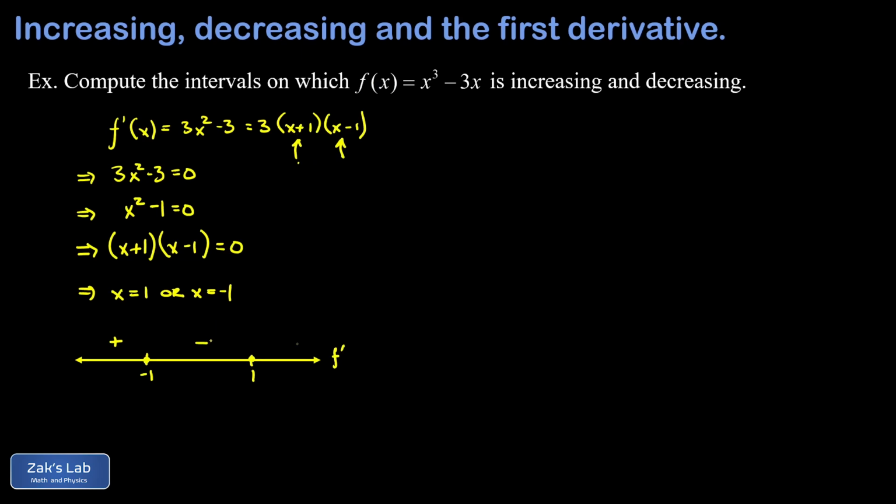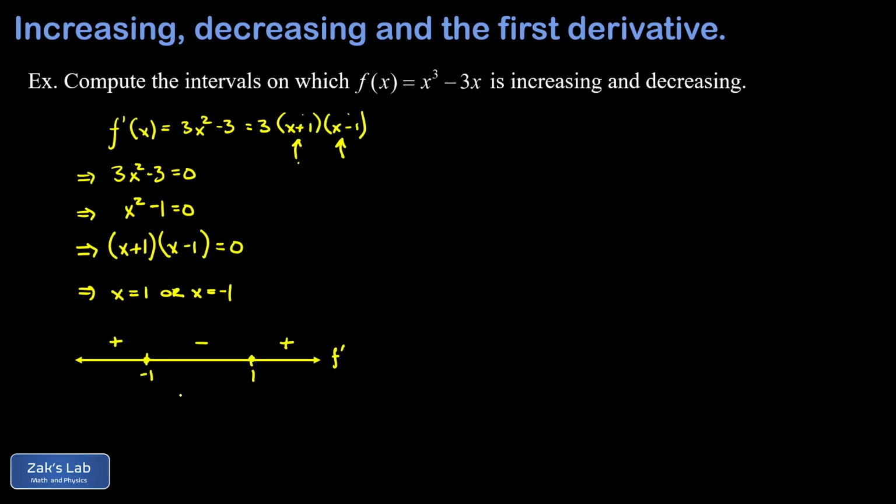with my first method. Now to the right of 1, if I look at my first factor in f prime, clearly positive. Second factor, positive, because if I subtract 1 from something to the right of 1, I still get a positive result. So I have a positive times a positive, which is a positive.